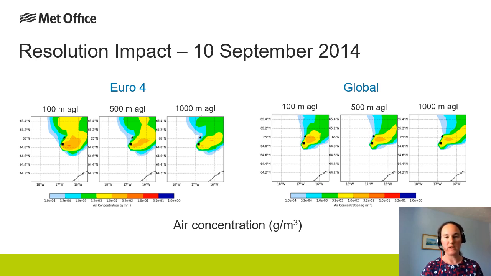So in this case, we can see that more of the air has travelled northwards when we use the Euro 4 model, and when we use the global model, the air tends to remain kind of where it is, but travel in a northeasterly direction. We can also see that as we get further from the surface, so that topography resolution is less important, the winds become more similar in the Euro 4 and the global. And so in the case of the 1,000 meters above ground level, the air concentration predictions from the Euro 4 and from the global model are much more similar.